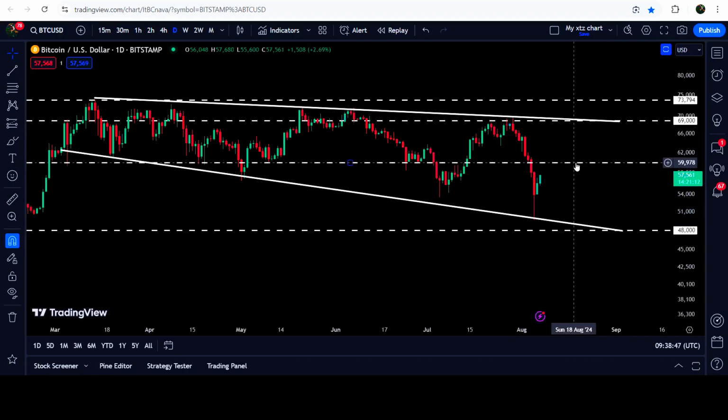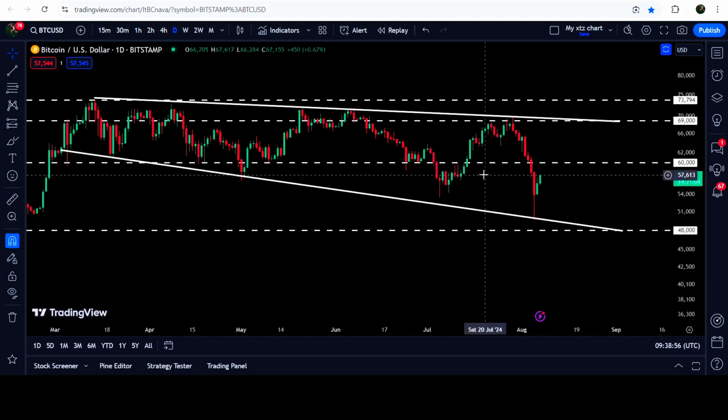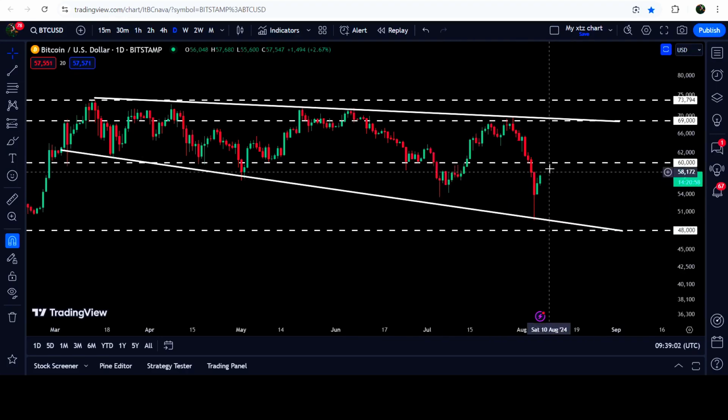And now we first will need to break out this resistance of $60,000 that was previously working as support here, support here, support here, and support here as well. And now it can act as a resistance. By the way, after the breakdown, it was also acting as a resistance here for 2 or 3 days. Therefore, again, it can act as a resistance.